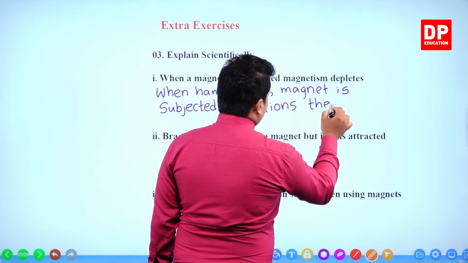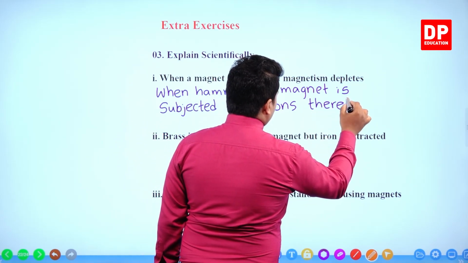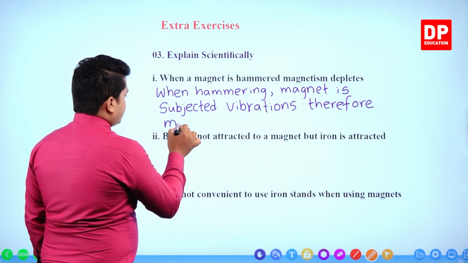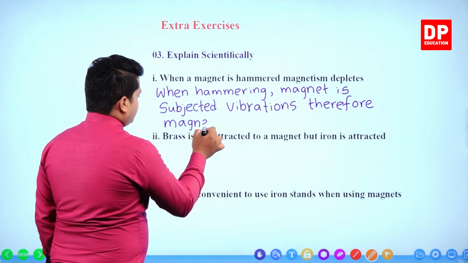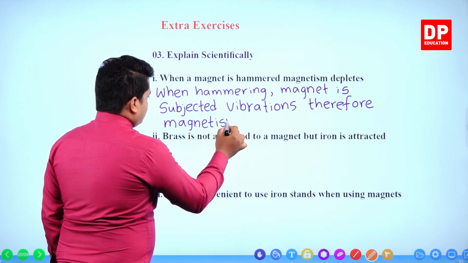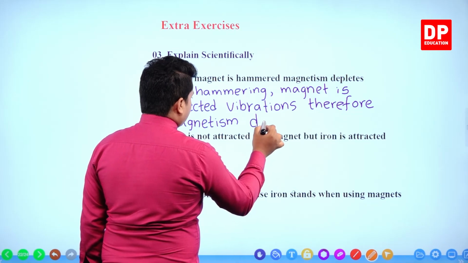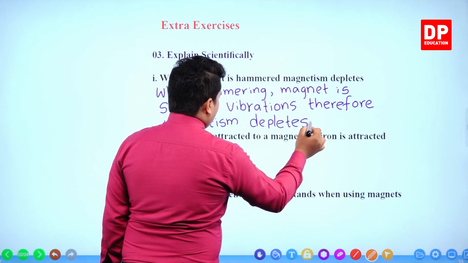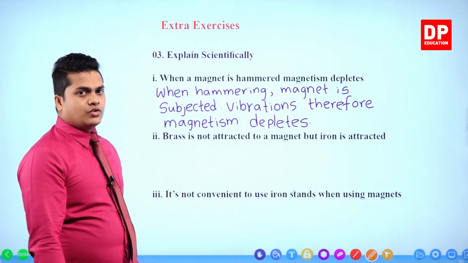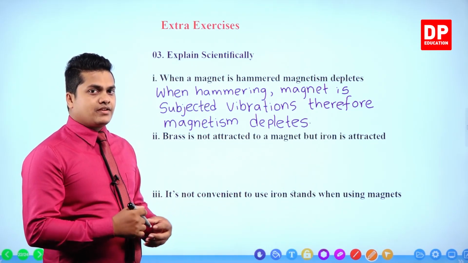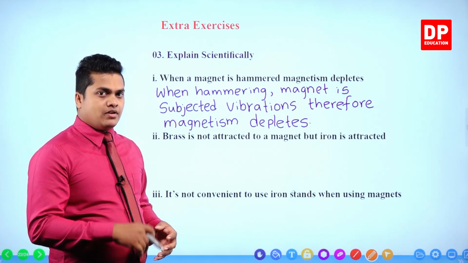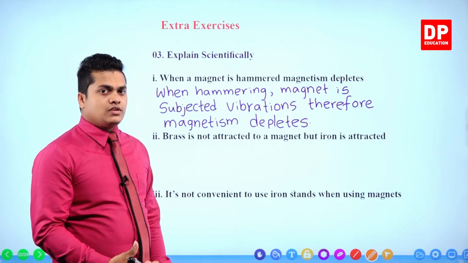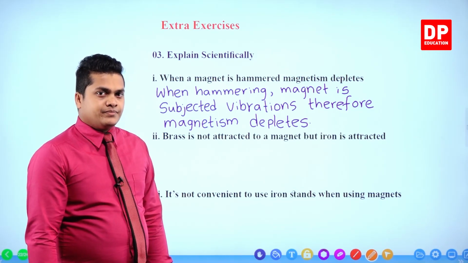Therefore, magnetism depletes. So this is the reason for depleting magnetism when hammering. When hammering, it is subjected to vibrations. Vibrations are a cause of depleting magnetism.